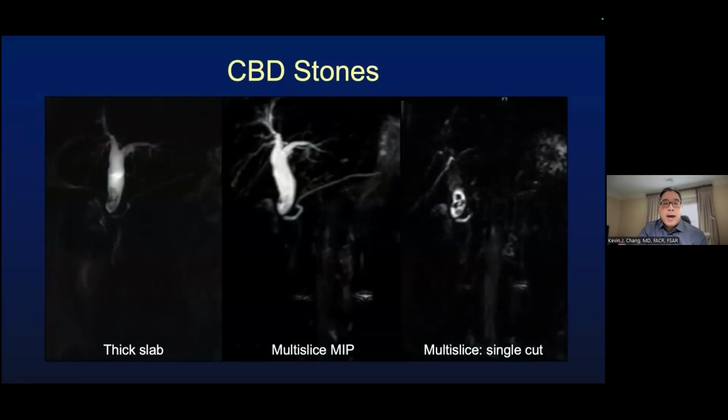And when you're looking at the coronal images, whether it's a thick slab or a maximum intensity projection from a 3D single shot, it's important to realize that with the maximum intensity projection images, only the maximum intensity pixels are being projected forward for you to look at, and that may obscure visualization of smaller stones that are incompletely obstructing the duct. So it's still important to look at the source images in these 3D pulse sequences to identify the individual stones that may be obscured on the maximum intensity projections.